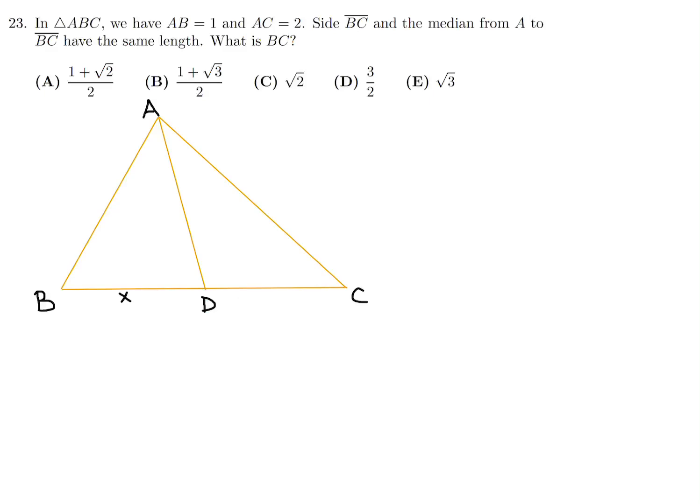So that means that if this is X, that's going to be X, the length. The length of BD is going to be the same as DC. And they're saying that side BC and the median from A to BC have the same length. So side BC, which is 2x, is the same length as this median, AD. So AD is also 2x. Not exactly drawn to scale, but I hope you get the point. And then AB, they gave us as 1, and AC, they gave us as 2, and they want you to find BC. So they want you to find the numerical value of that line BC.